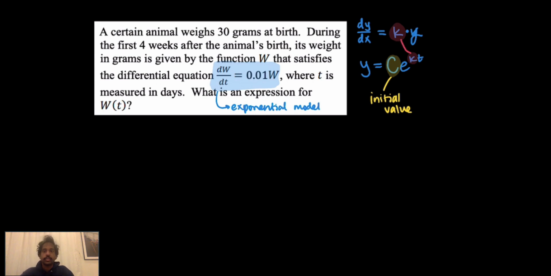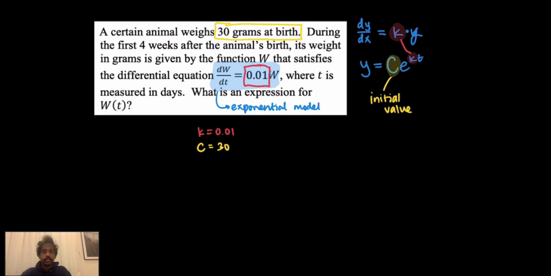And so in this question, we want to figure out, well, what's our initial value and what's our k? I look here. In the question itself, we're given k, and I'll box it. That's what's being multiplied by our w. That's 0.01, so I'm going to write that k equals 0.01. And what's our initial value? How much does our animal weigh at birth? I can see that it weighs 30 grams. I'm going to box that here, 30 grams at birth. So my c will be 30.